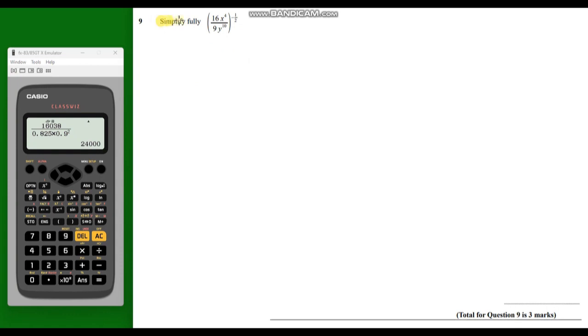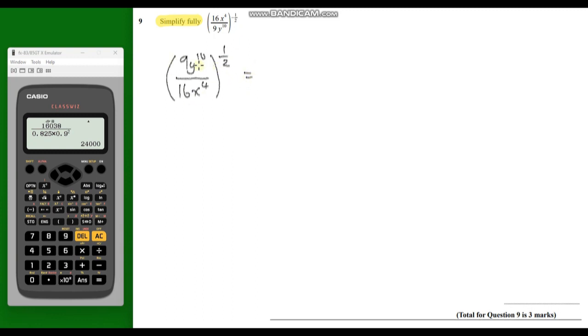Question 9. Simplify fully this expression here. So whenever we're raising something to a negative power, we just need to flip the fraction and raise that to the positive power. So instead of writing it like this, I'm going to flip the fraction. So 9y to the power 10, all of that over 16x to the power 4. And then all of that is going to be raised to the positive a half power.